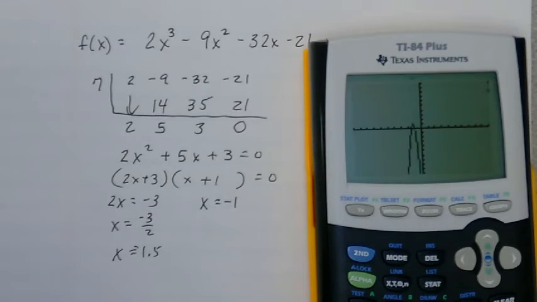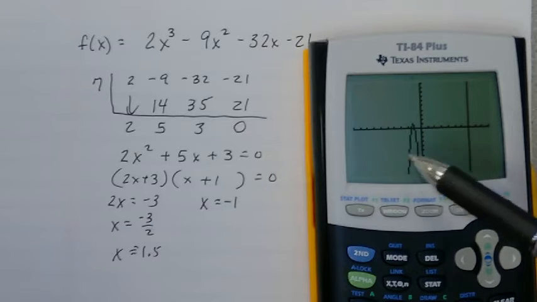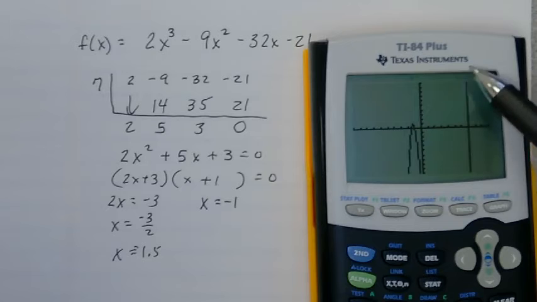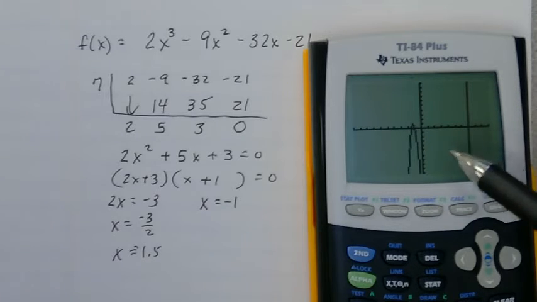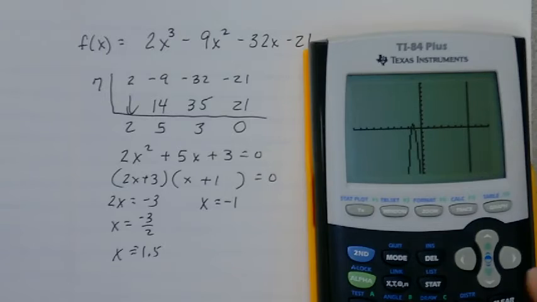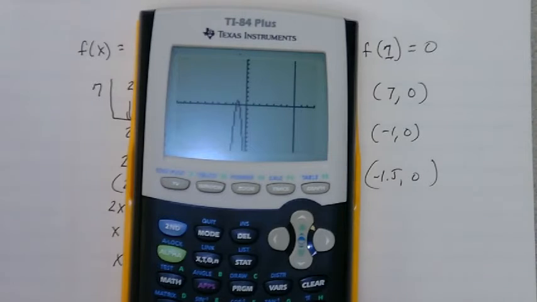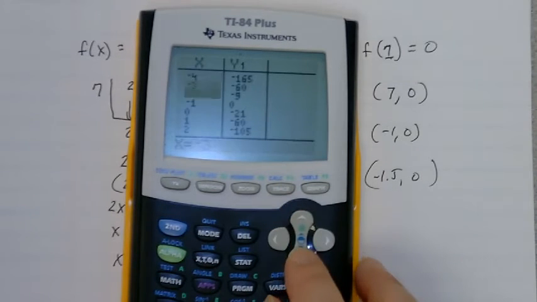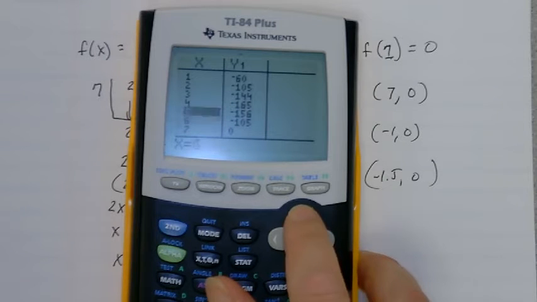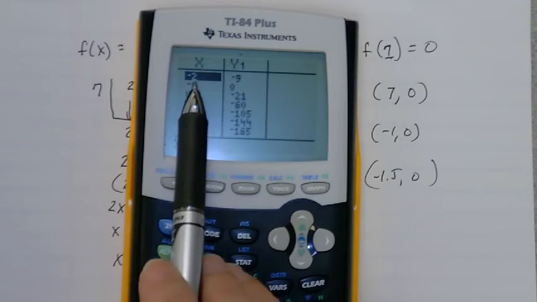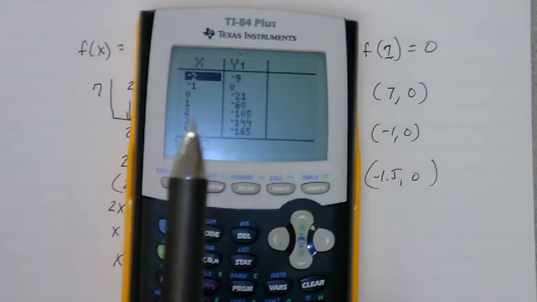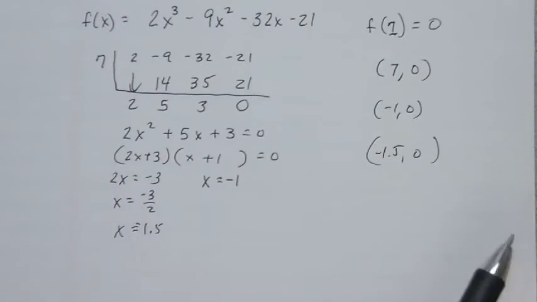So when I hit graph, the polynomial function looks like this. It's a cube, so it should start down, and the end behavior up here should be up. And it should have zeros at 7, -1, and -1.5. And if I look at the table, if I go look next to 7, I should see 0. If I look next to -1, I should see 0. And if I looked in here between -1 and -2, I would see a 0 as well. So you can see how the graphing calculator then will show us our zeros.